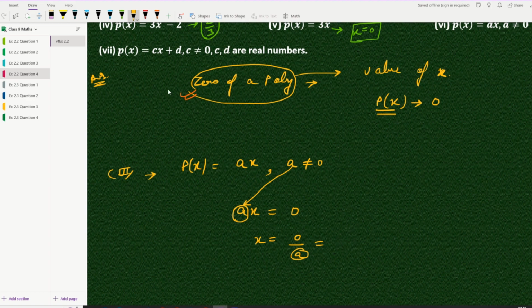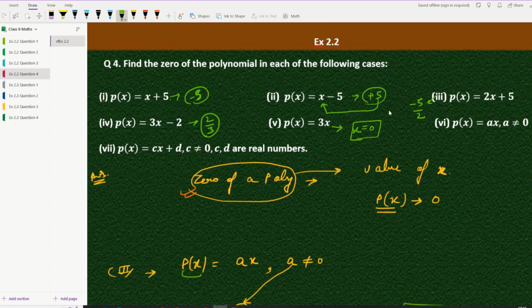So if I take, suppose, 0 upon 2, the answer will be 0, right? So basically in this case also x equals 0 is a 0 of this polynomial px. This is quite simple. So here also x equals 0 is a 0 of this polynomial.